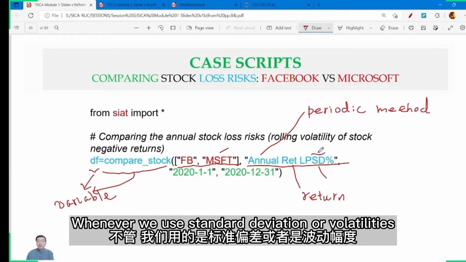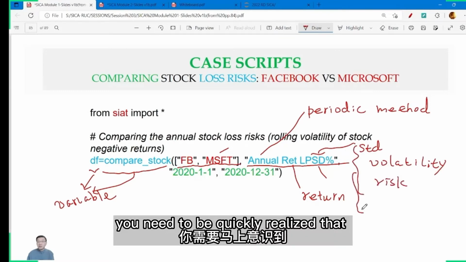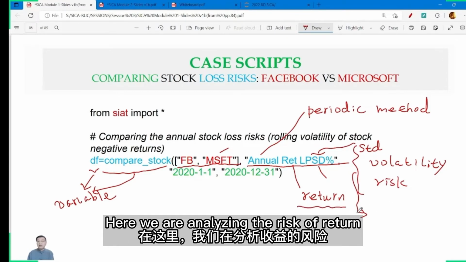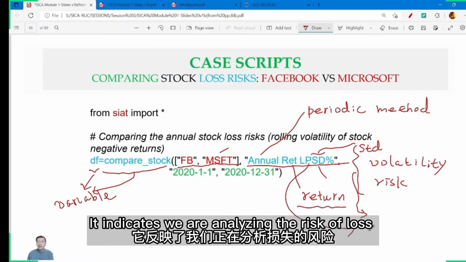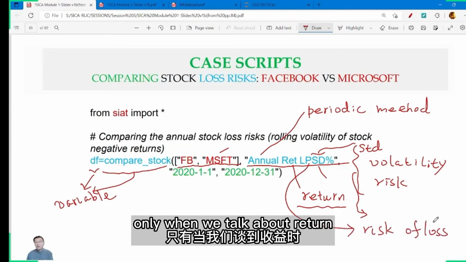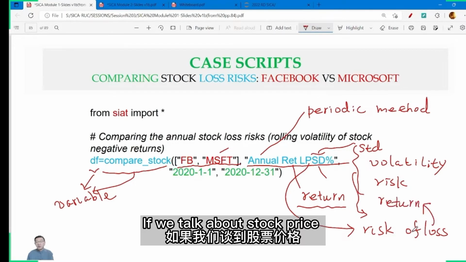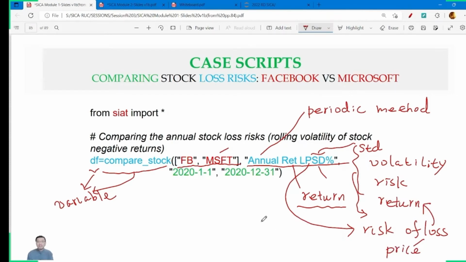Whenever we use standard deviation or volatility or the word risk, you need to quickly realize that we are analyzing the risk of something. Here we are analyzing the risk of return, and we have LPSD, it indicates we are analyzing the risk of loss. Only when we talk about return, we have the word loss. If we talk about stock price, do we have a direct loss? No, we don't.